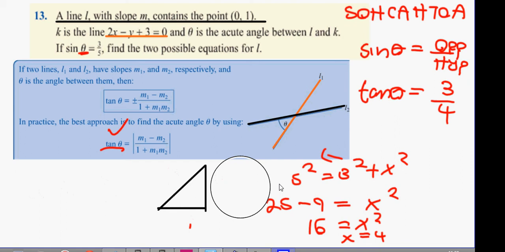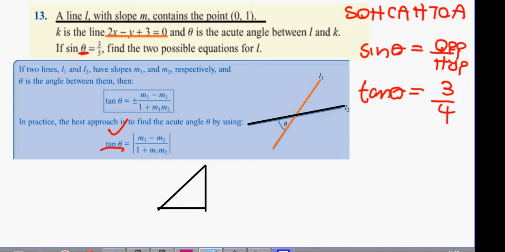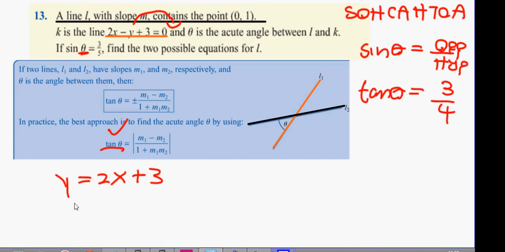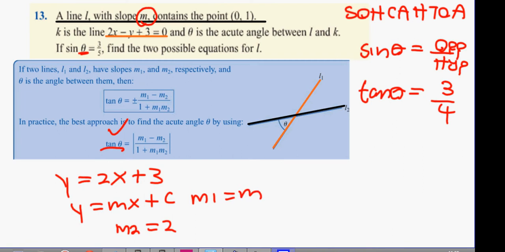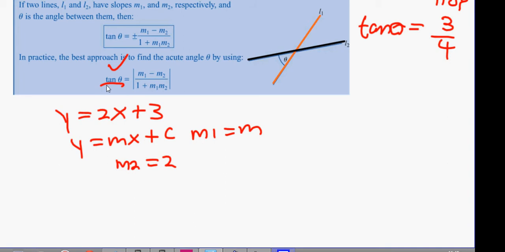Now, the next thing we don't have is, we don't know what M1 is, but we can find out M2. M2 means get y on its own. Bring the y over to your side, we get y equals 2x plus 3. y equals mx plus c. Can anybody tell me what M2 is? 2. And it tells us that M1 has slope m. That's all we can use. M1 equals m.